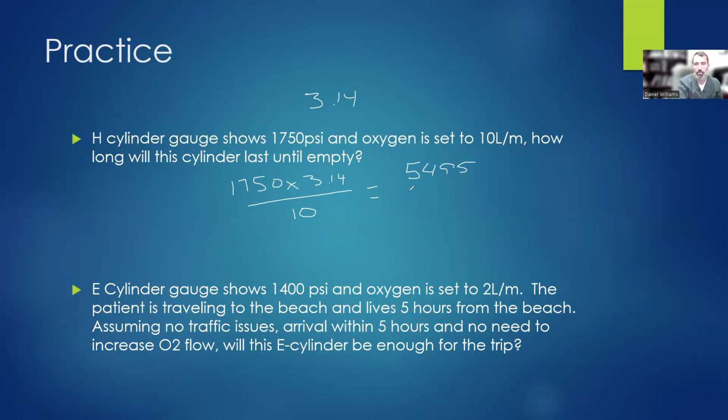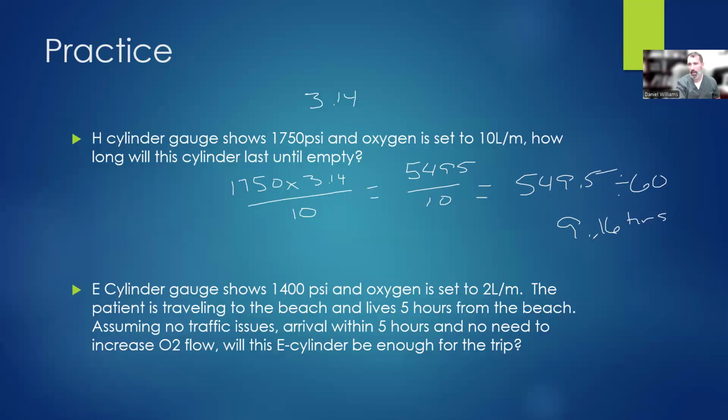Then we'll take that, divide that by 10, and that is 549.5, and that's 549.5 minutes. Remember, I need to divide that by 60 and break that down into hours and minutes. So I'll take that, divide it by 60 on my calculator, and I get 9.16 hours.